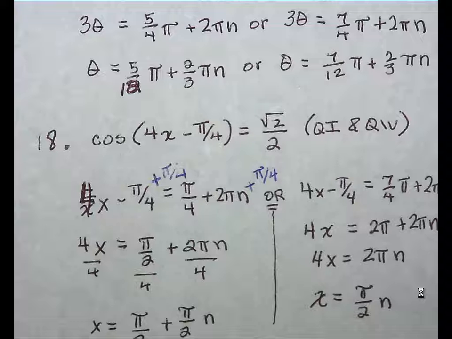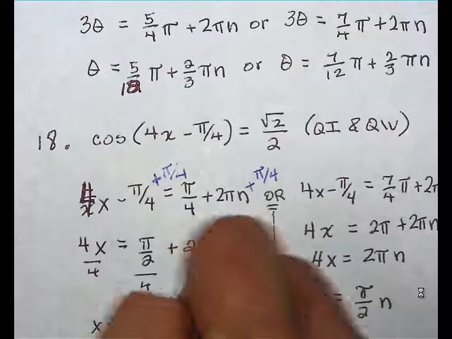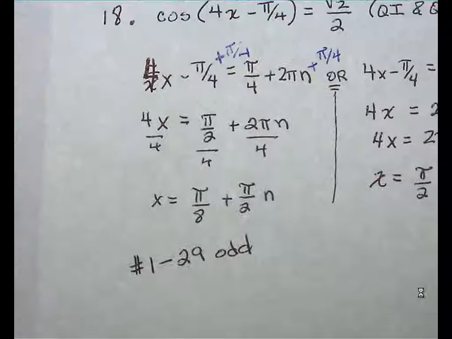So tonight, try number 20, it's the same. I believe you could do it. 22 is the same. 24 is the same. 26. Yeah, you could handle that. 28. Let's make it 1 through 29 odd. Do the best you can. Don't lose any sleep over it. We'll do some more tomorrow.